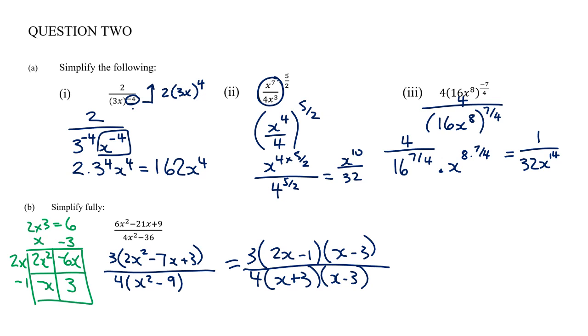Yeah. So what's my answer? That and that, they're going to cancel out. Okay, the 3 over 4 doesn't have a common factor, so it's just going to be left as 3 over 4. That just gives you an answer of 3 lots of 2x minus 1 over 4 lots of x plus 3.